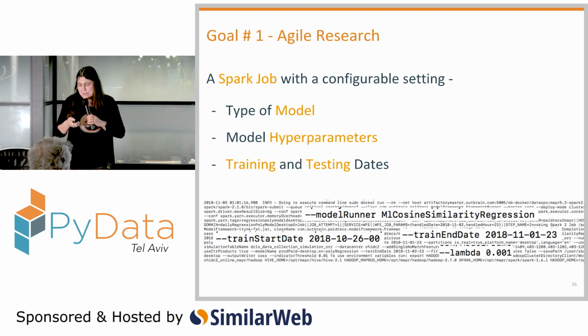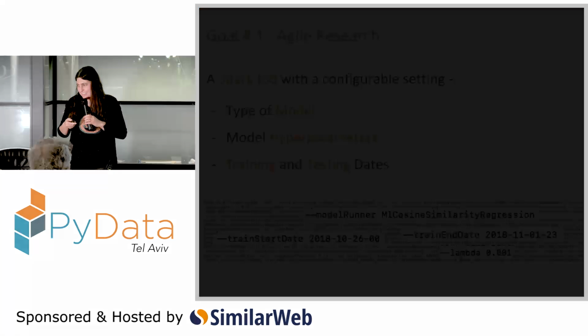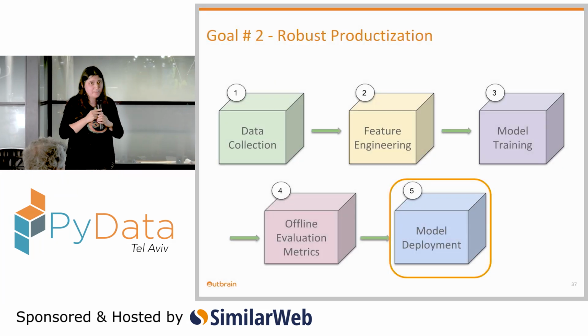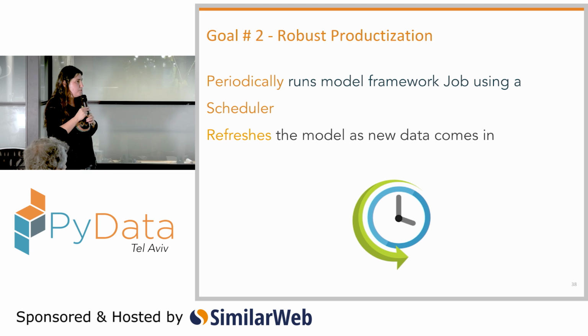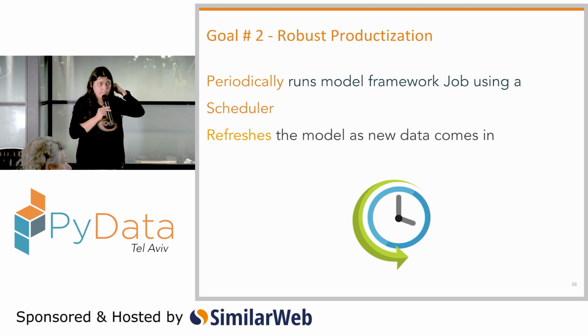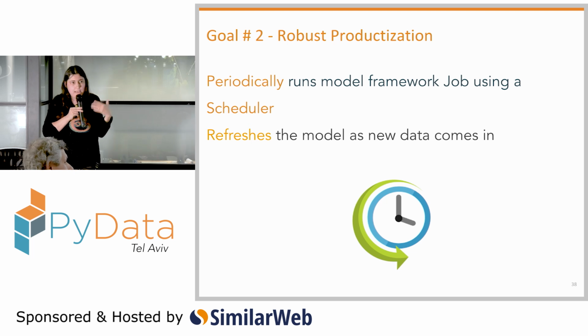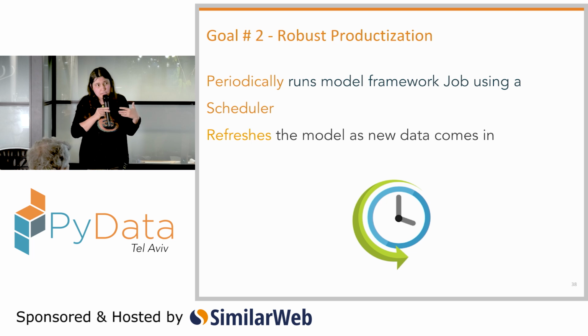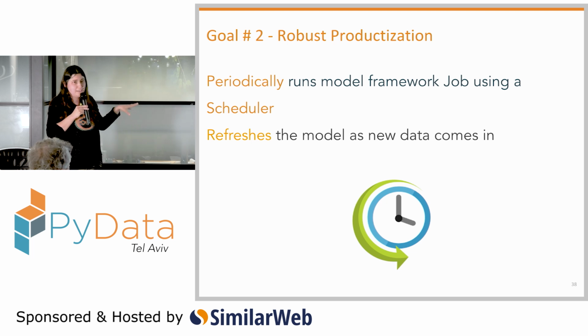That's it. Okay. So, the second goal was the deployment part. This is what the fifth component is for. Basically, what we wanted to do is use the same framework to both run it in research and ad hoc, and run it in production. We have an in-house scheduler that basically runs the same code, but in a scheduled manner.